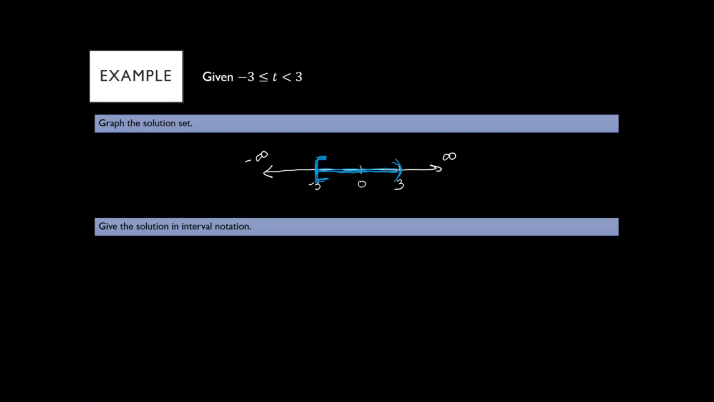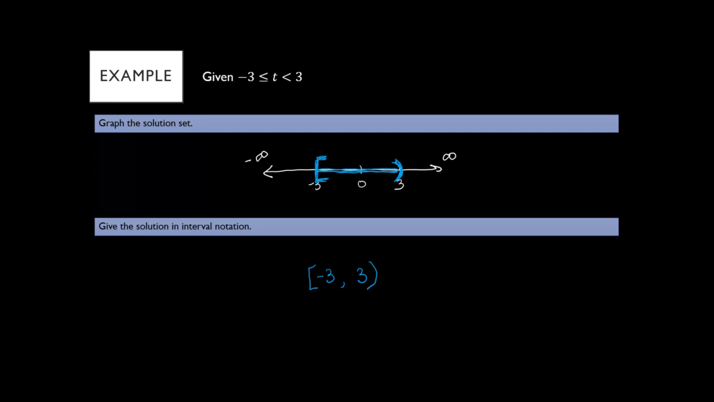I'm not being very good at coloring over it. I'm trying to color over it to make it darker, and I just keep missing it apparently. In interval notation, reading left to right, we have a bracket at negative 3, and then we hit 3, and we have a parenthesis.